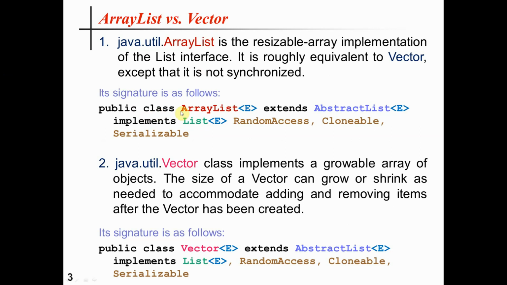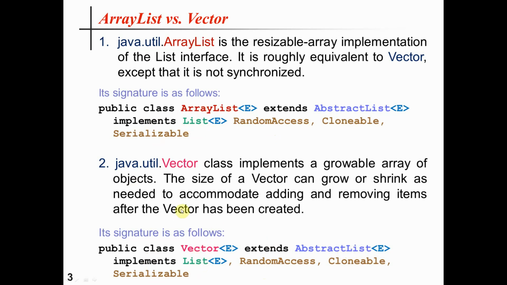Like public class ArrayList, it supports generics. Vector also supports generics. It extends AbstractList, it also extends AbstractList. Implements List, it also implements List, RandomAccess, Cloneable, and Serializable interfaces. So that means ArrayList and Vector are having the same list of parents.